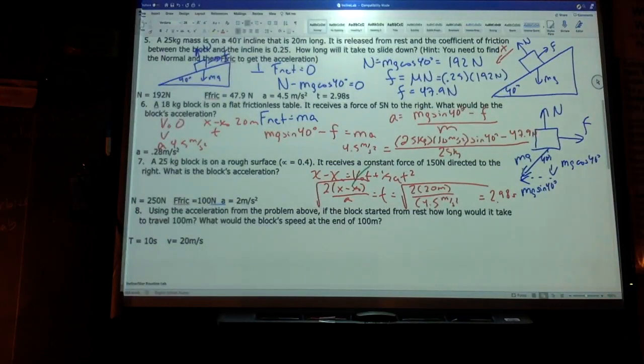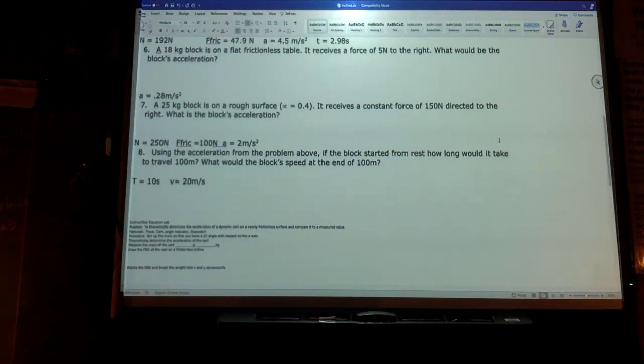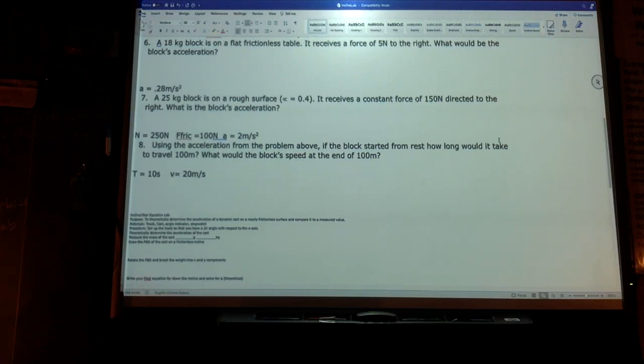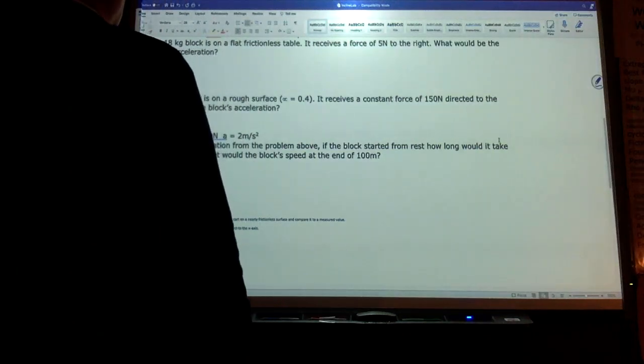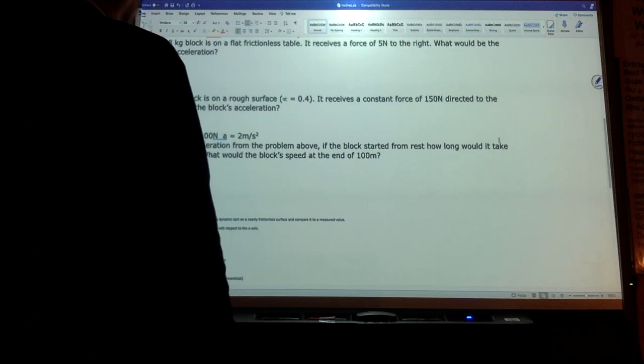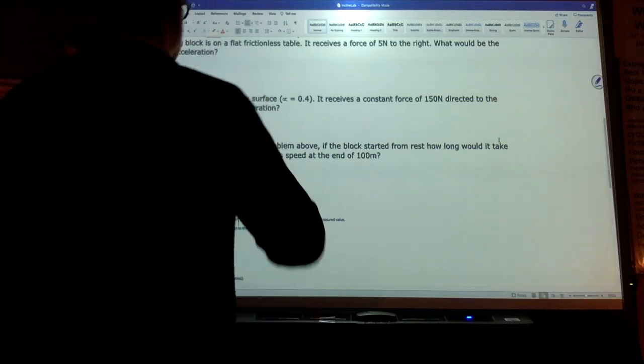All right, I'm going to clear the ink and move on to number 6. All right, an 18 kilogram block is on a flat frictionless table. It receives a force of 5 newtons to the right. What would be the block's acceleration?